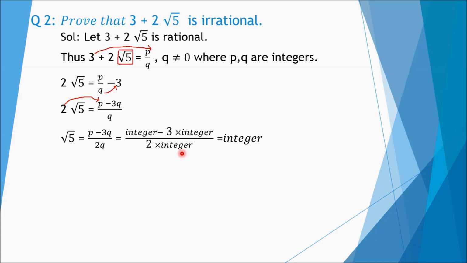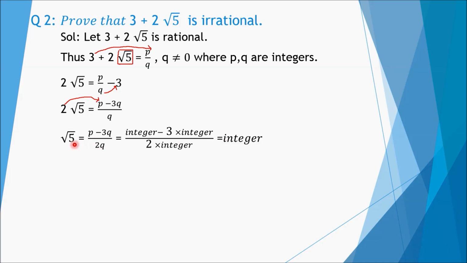Whenever integers are multiplied, divided, added or subtracted, the answer is always an integer. As we have studied in our previous classes, whenever we do addition, subtraction, multiplication or division of integers, we always get an integer. So it means square root of 5 is an integer. But it is a contradiction.